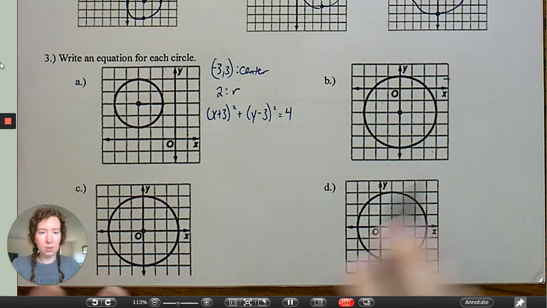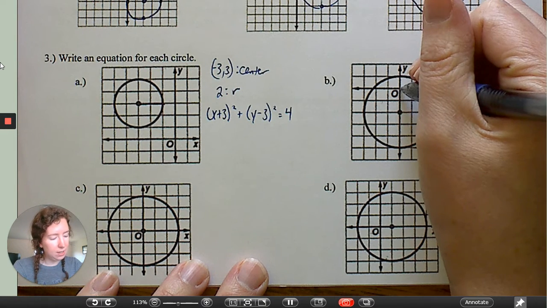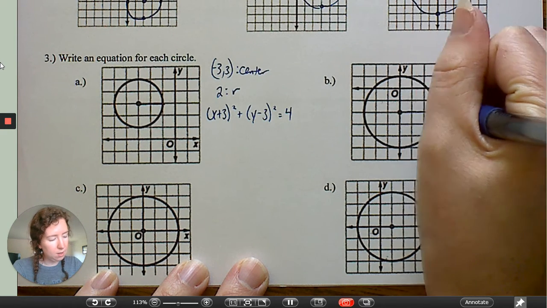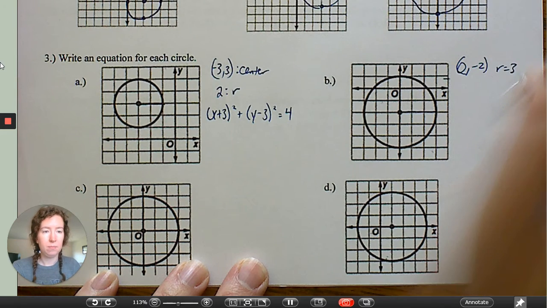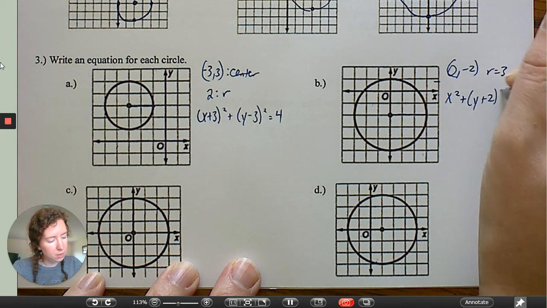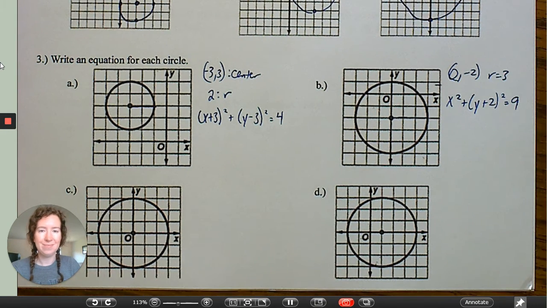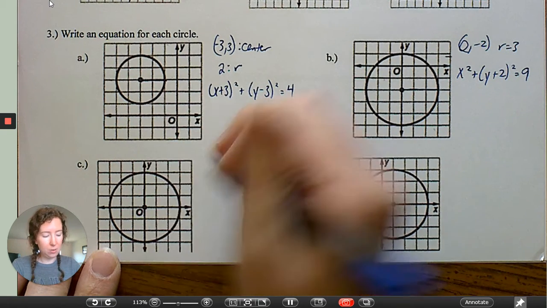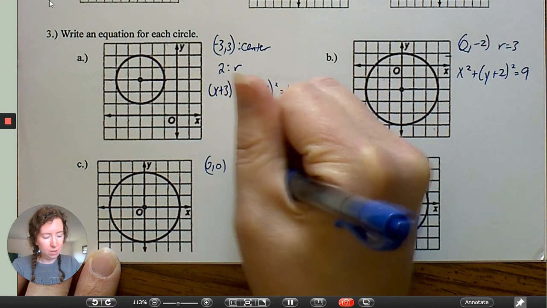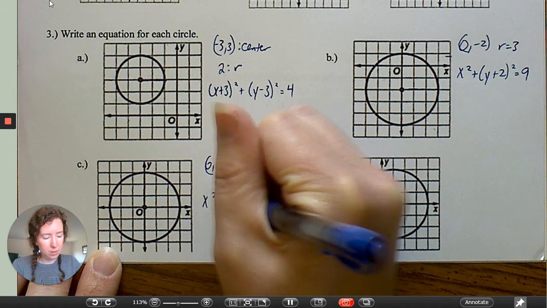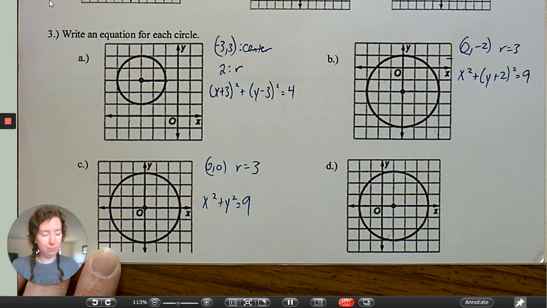All right. Let's go to the one to the right. This has a center at 0, -2. This has a radius of 3. So it's going to be x squared plus y plus 2 squared equals 9. If you think you've got this, press pause, try C and D on your own. Okay, for C, this one is started at the origin and has a radius of 3 again. So x squared plus y squared equals 9.